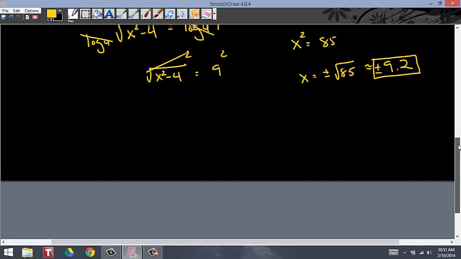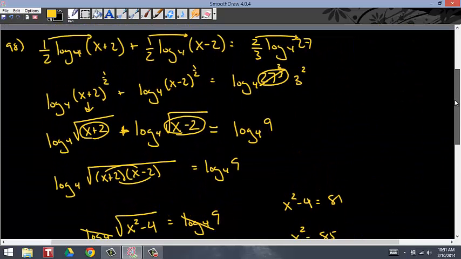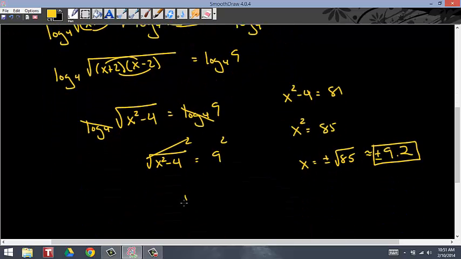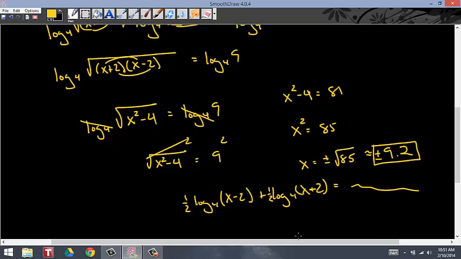Whoopsie. So go back to the original problem. Actually, I'll rewrite the original problem: 1/2 log base 4 of x minus 2 plus 1/2 log base 4 of x plus 2 equals some crazy answer we don't care about. Any of these not going to work? Max?